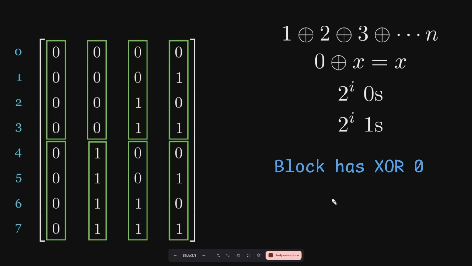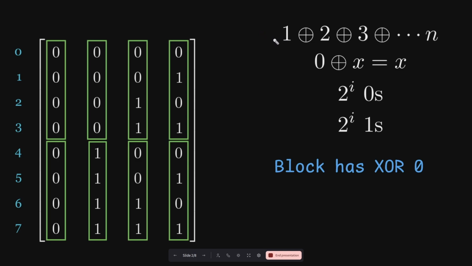How do you compute the XOR of all integers from 1 to n? To do that, recall an important property of XOR, that is 0 XOR x is equal to x. Therefore, this problem is the same as computing the XOR of all integers starting from 0 instead of starting from 1.